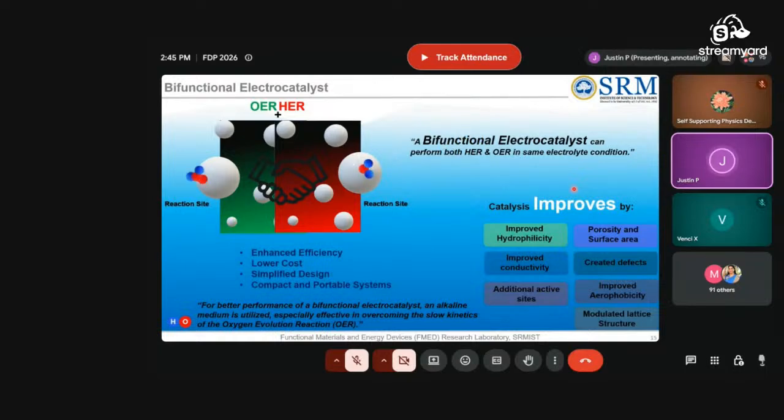One material can perform both chemical reactions well. That is why such materials are called bifunctional electrocatalysts, which can perform both OER and HER. Sometimes people also call bifunctional electrocatalysts those that do OER and ORR. In that case, one electrode can perform OER and ORR, which is useful in metal-air battery applications.